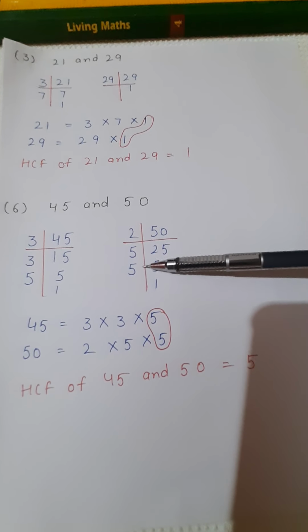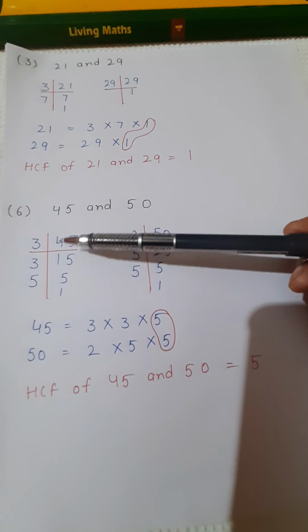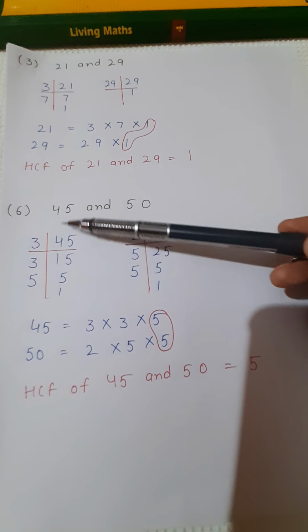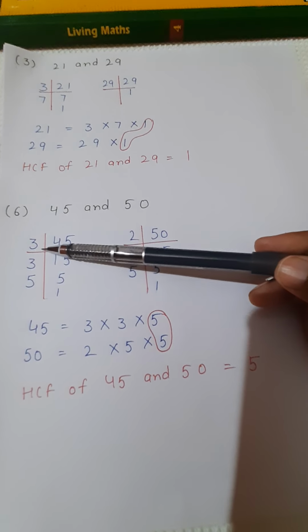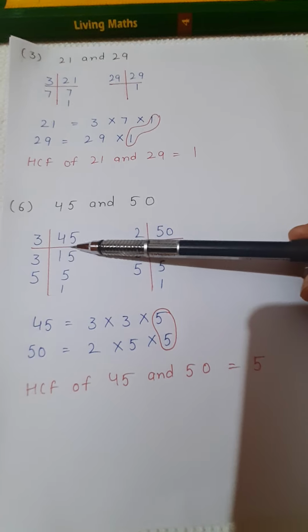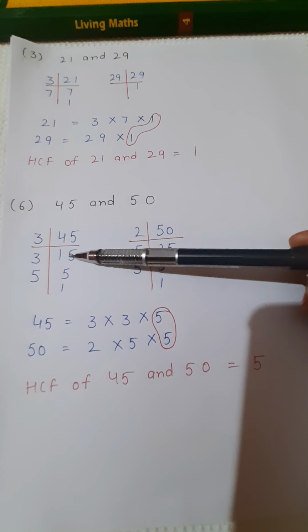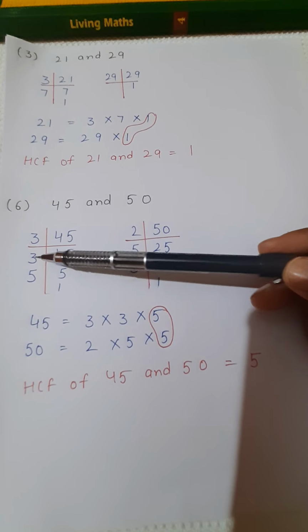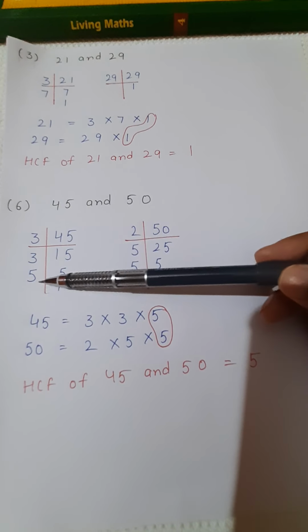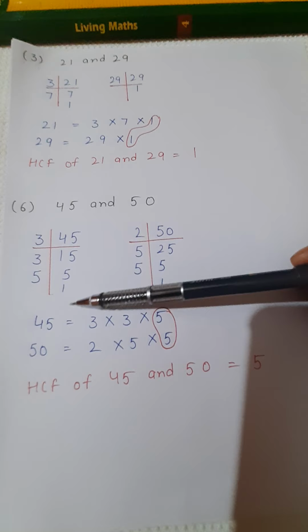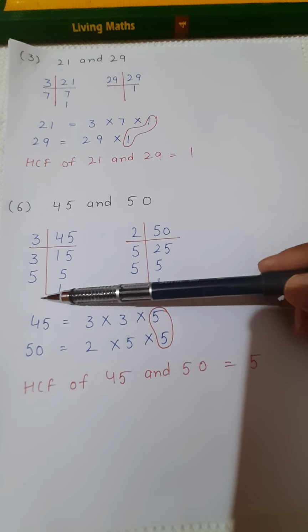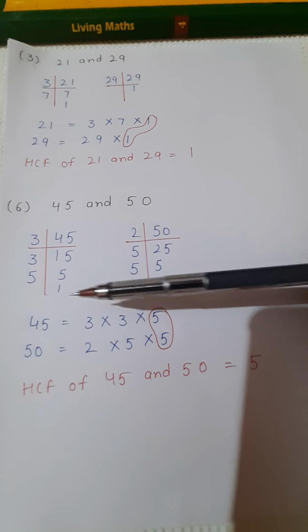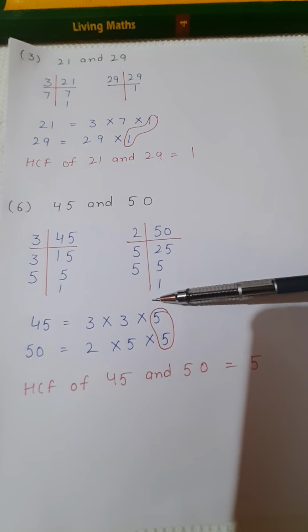Now part C, 45 and 50. Make the prime factorization of 45. Start with the smallest prime factor. 2 cannot divide 45, so take 3. 3 1s are 3 and 3 5s are 15. So 15 is the quotient right here. Next, again 3 5s are 15, then 5 1s are 5. Now we got 1 here, and all are prime factors. So 45 is 3 multiply 3 multiply 5.